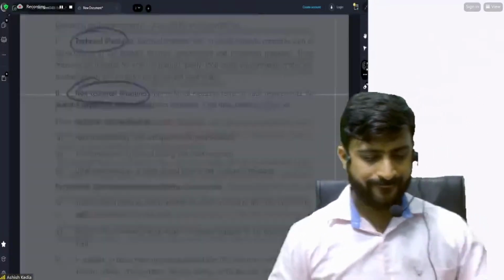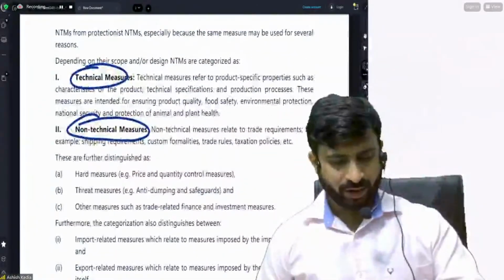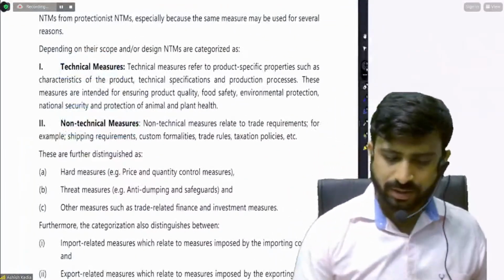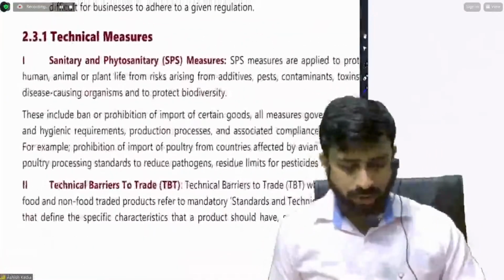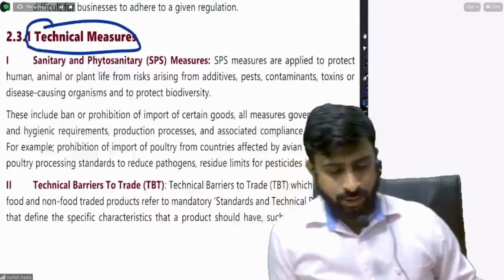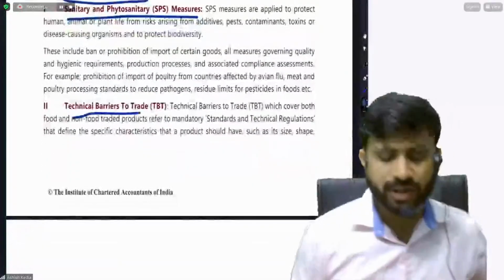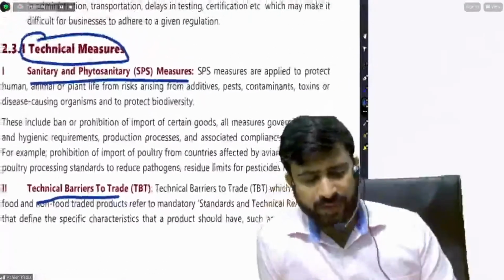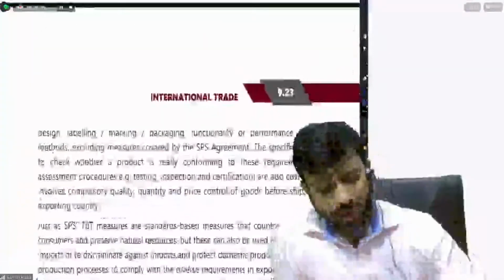See, here it is. Technical measures and non-technical measures. So now we will talk about technical measures. Okay, are we ready, everyone? So I have made you write two main points, and this is what is written in the ICAI material as well. Sanitary and phytosanitary measures and technical barriers to trade. What are we studying? We are studying the non-tariff measures.